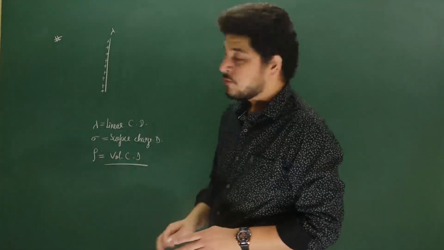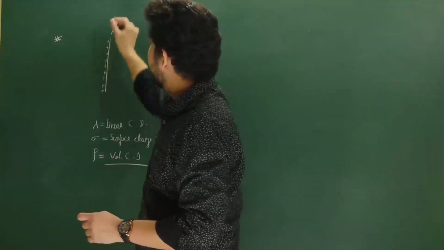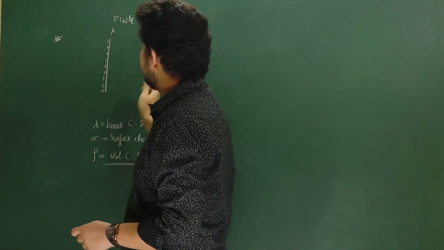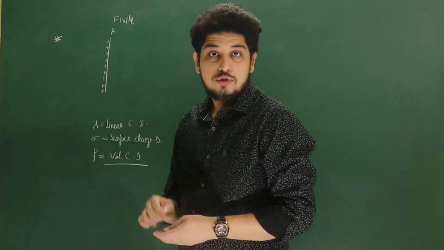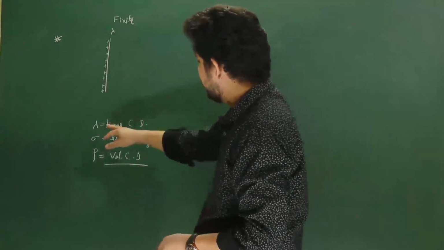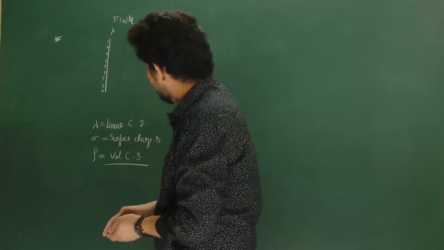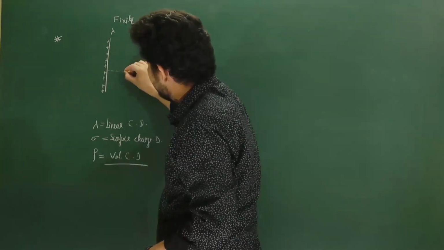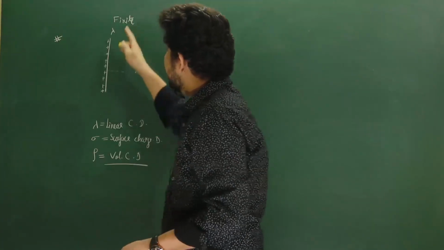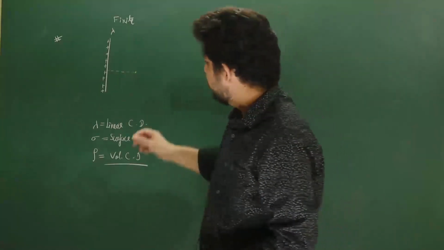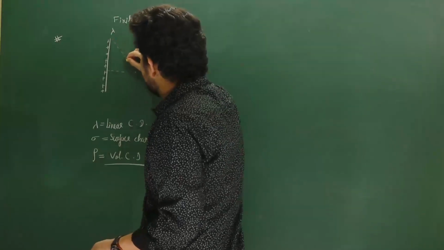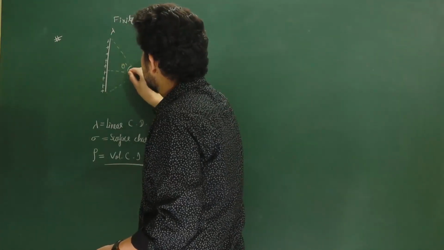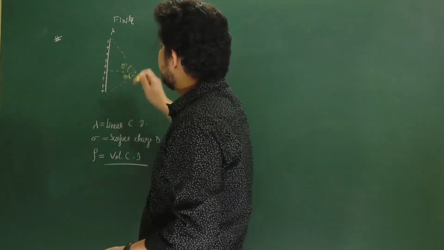For a linear object, a finite wire of some length, the charge density should be lambda only, the linear charge density. So if we have to find the electric field at a point near a finite wire, we should know the angle between this and this. This is the angle theta 1.